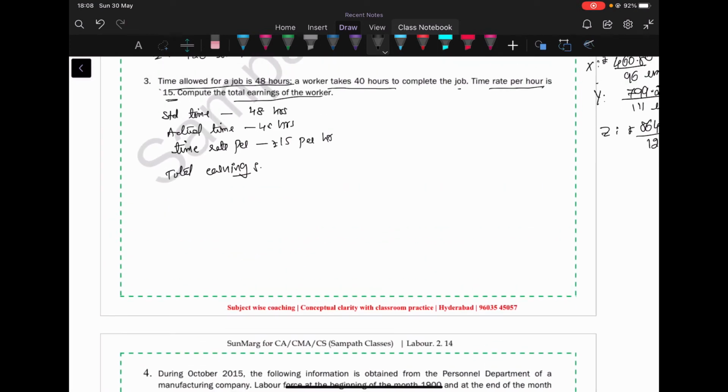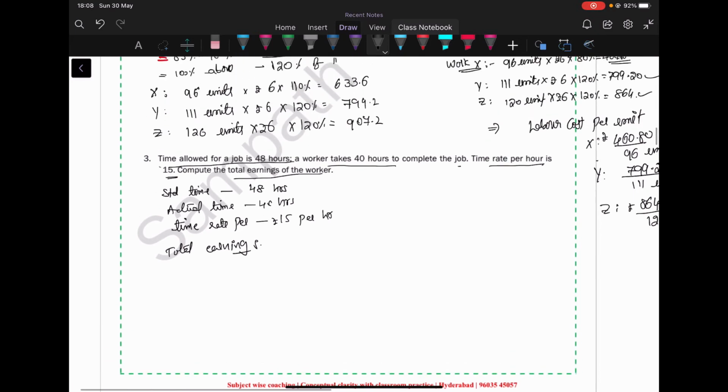Compute the total earnings of the worker. Actually, in the question the methods are missed. Actually, there are the methods. Under Halsey premium, this is missed in the question. Halsey premium, and the next one is Rowan.